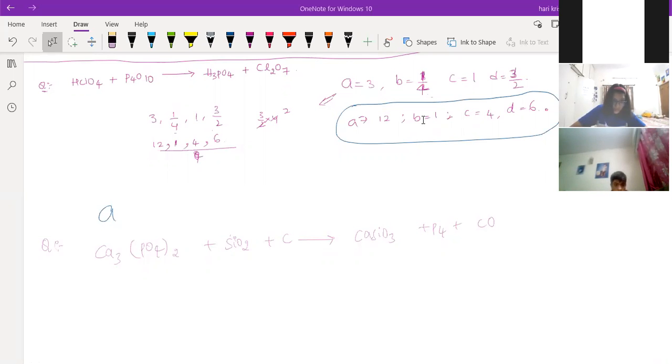Sir, can you make it darker? I can't see anything. Okay.